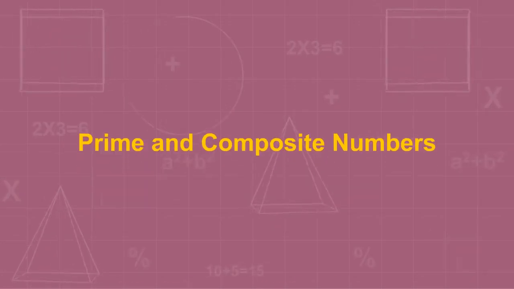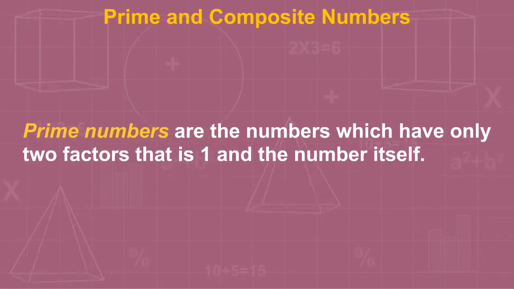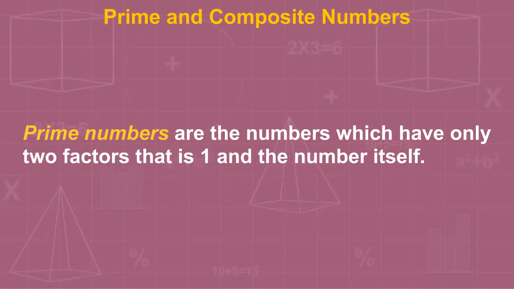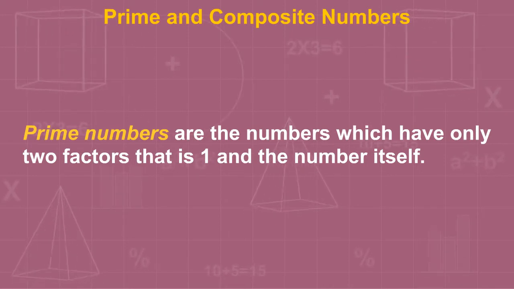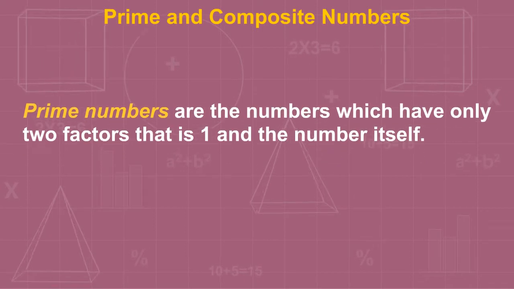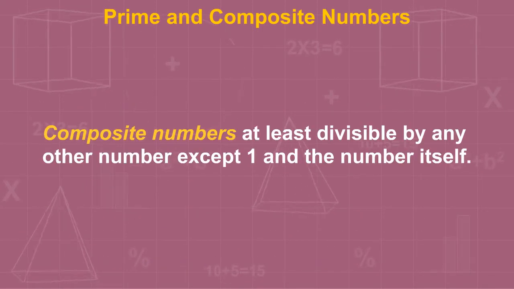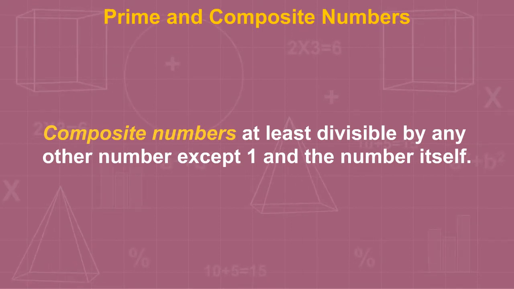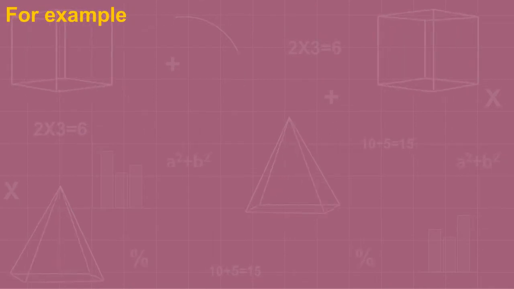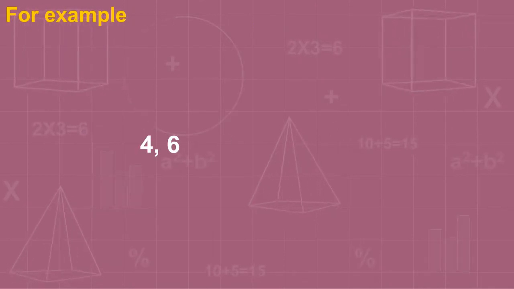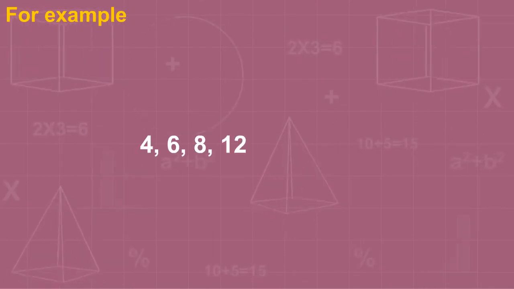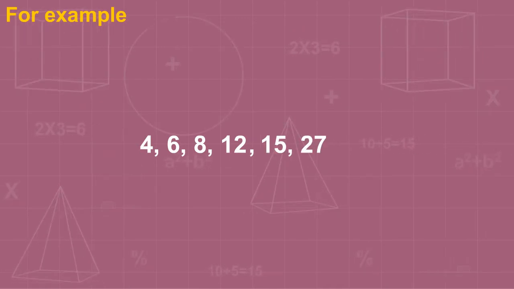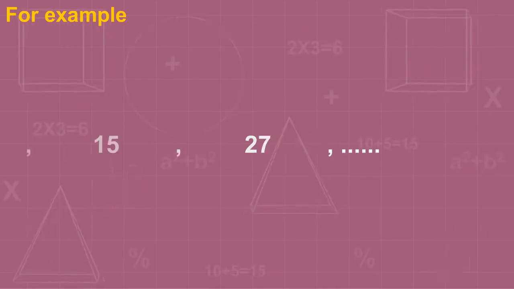Prime and composite numbers. Prime numbers are the numbers which have only two factors, that is 1 and the number itself. Composite numbers are those numbers that are divisible by some other number except 1 and the number itself. For example, 4, 6, 8, 12, 15, 27, etc.